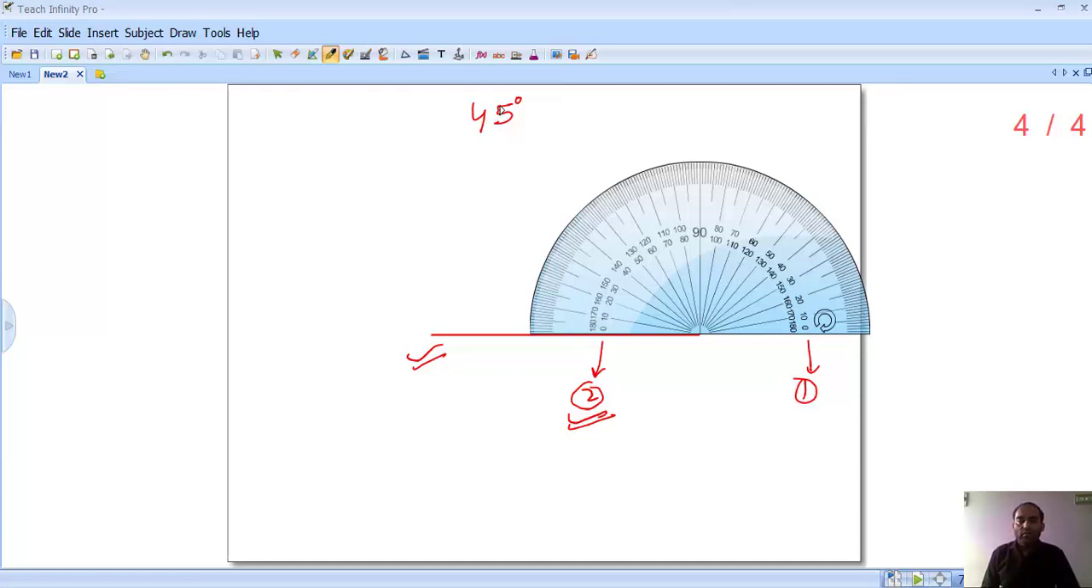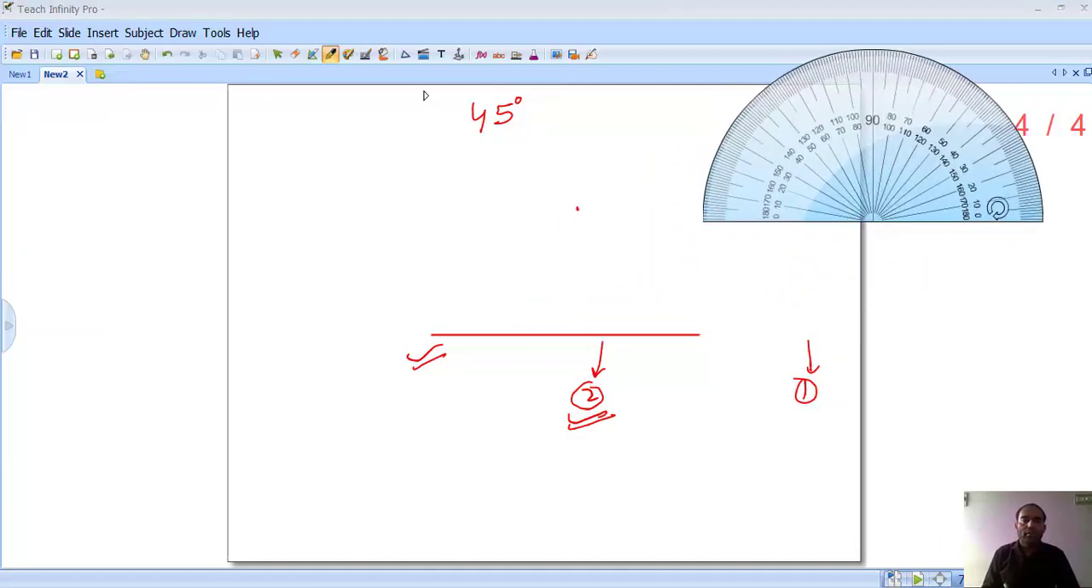Okay, now which angle we want? 45 degree. Count 0, 10, 20, 30, 40 and after that 45. This small line is at 45. You can also count 41, 42, 43, 44 and 45. Now remove your protractor, join both the points.